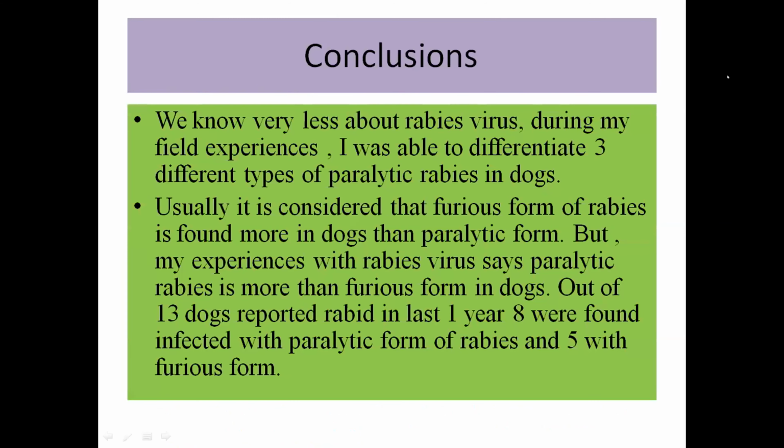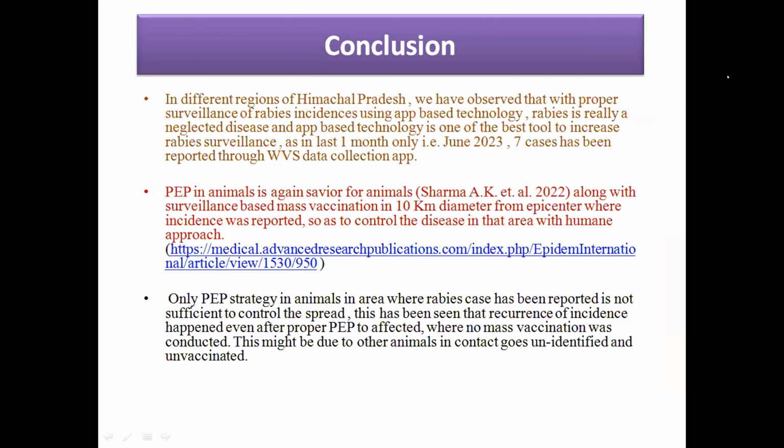And we conclude that we know very little about rabies virus. During my field experience, I was able to differentiate three different types of paralytic rabies in dogs. Usually, if you go to Google and see some of the articles, they say furious rabies is more common, but in my experience in the last 1 to 2 years, I have seen 13 rabid dogs, out of which 8 were paralytic rabies and 5 were of the furious form. So we know very little about this disease. We need to explore it more and more.